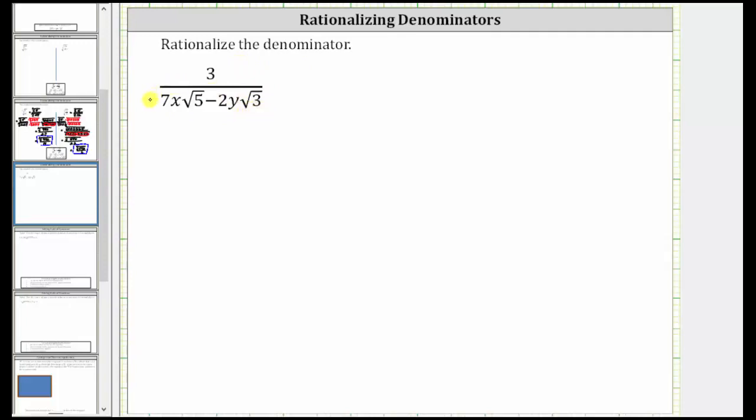To form the conjugate of the denominator, we simply change the subtraction to addition. If we had addition here, to form the conjugate, we would change the addition to subtraction. So to rationalize the denominator of this expression, we need to multiply the numerator and denominator by 7x square root 5 plus 2y square root 3. And again, we multiply the numerator and denominator by the same expression to create an equivalent expression.